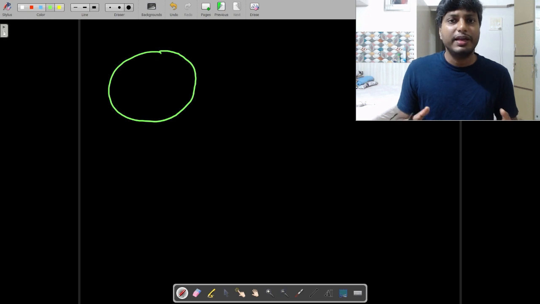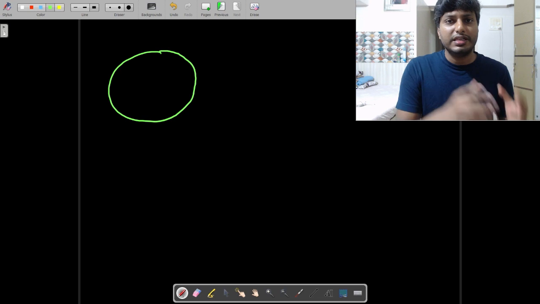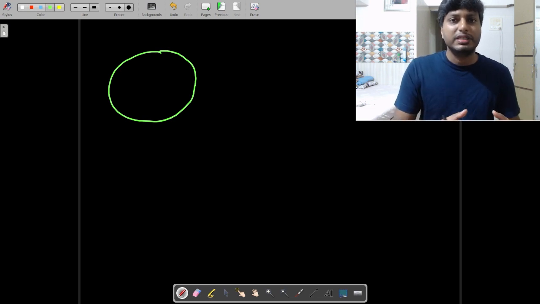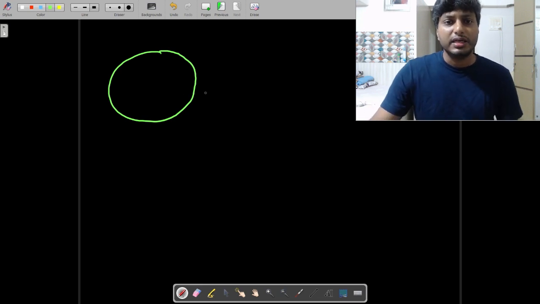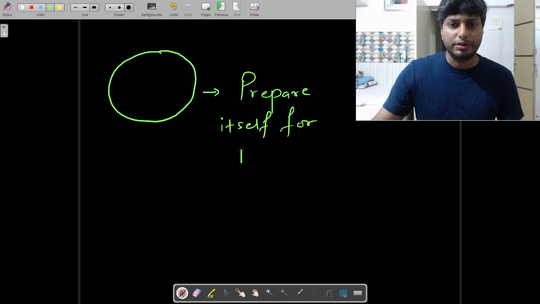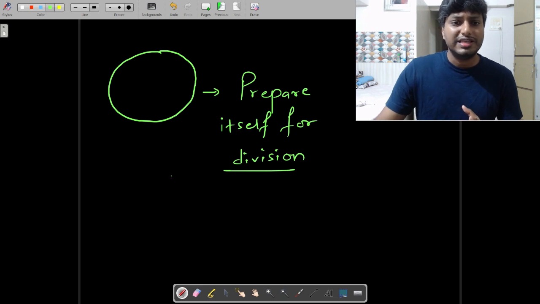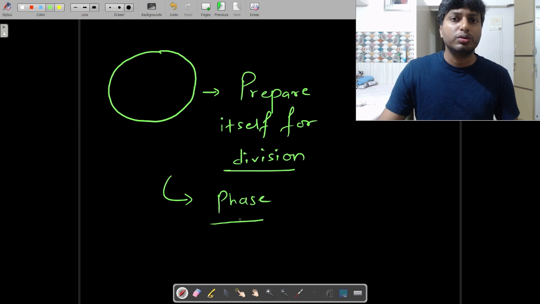So it is very important for a cell to double whatever is present in the cell, whether it is DNA, different types of enzymes, or organelles. All this content has to double in amount so that it can get equally distributed when the cell divides into two. That means such a cell has to prepare itself for division. A cell has to go through a particular phase during which it is going to duplicate all the material which is present inside the cell.